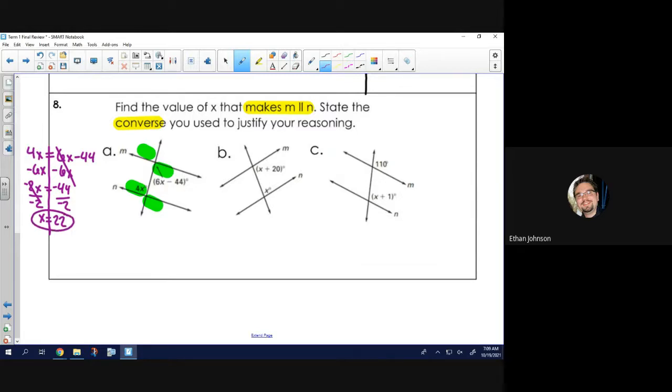So we did the first part, we did the second part. We found the x. We need to state our reasoning. The relationship between those two angles are alternate interior angles, but we need to use the word converse.